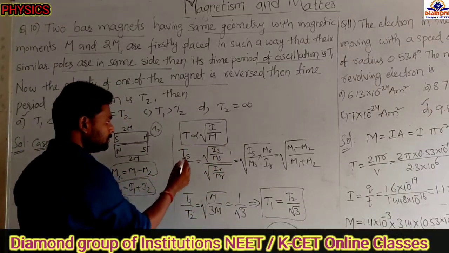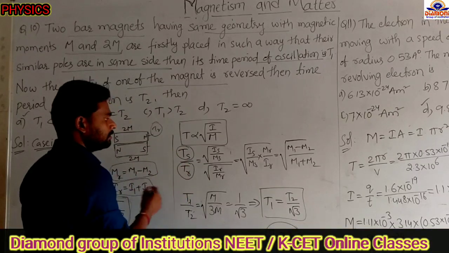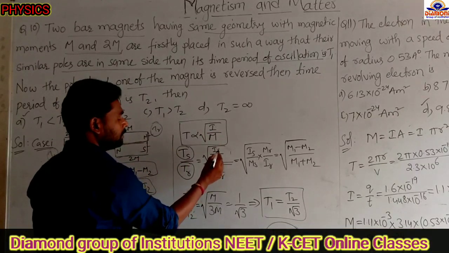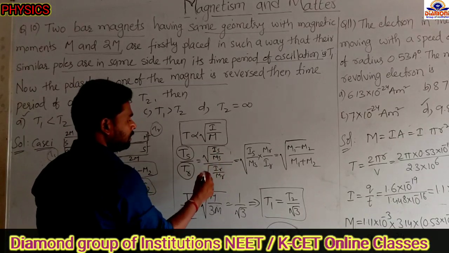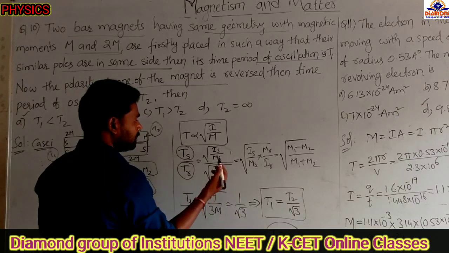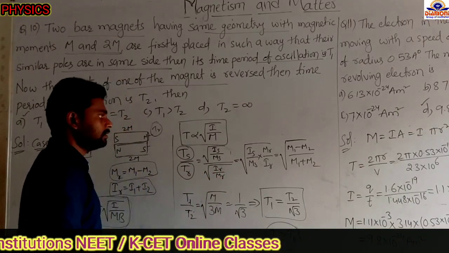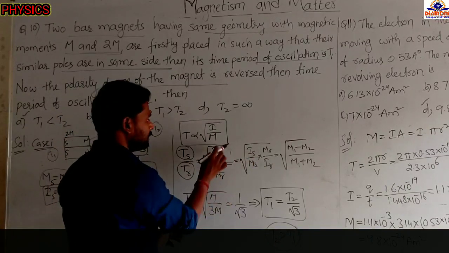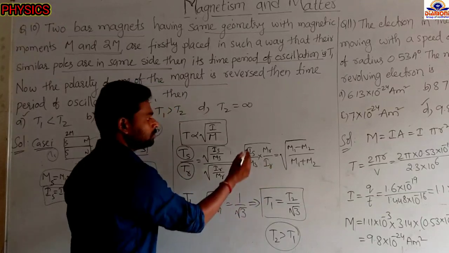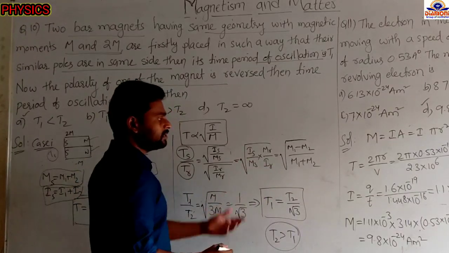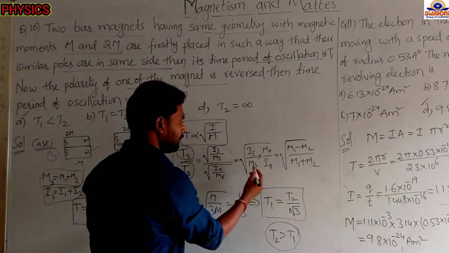So now, if the poles are on the same side and if the polarities are reversed, then the time period is the square root of moment of inertia by magnetic moment. Now simplify this one. T1 by T2 is the square root of Mr by Ir. In both cases the moment of inertia is the same, so it cancels out. Then we will get Mr by Ms.